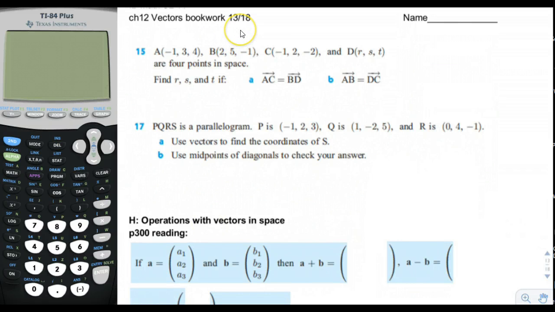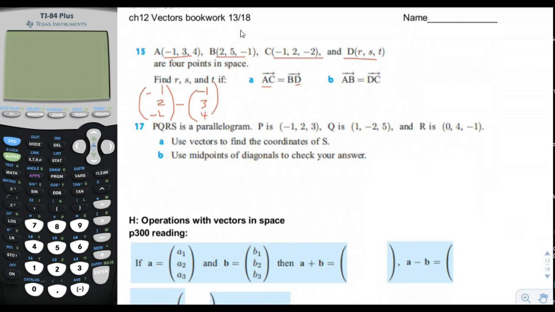Okay, page 13 of vectors, number 15. So we got three points, three-dimensional points in space. Find RST if vector AC is equal to vector BD. Basically, vector AC would be found by taking the position C minus the position A. So we would take -1, 2, -2, and we would subtract A, which is -1, 3, 4.